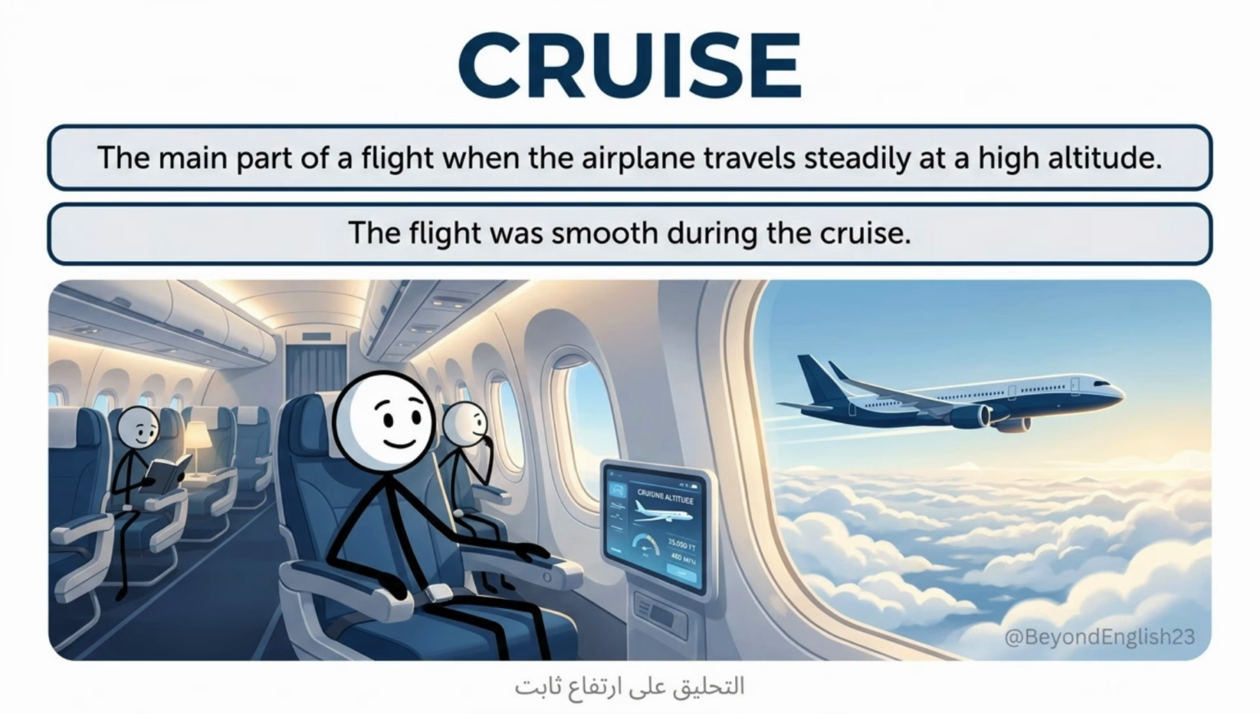12. Cruise. Cruise is the part of the flight when the airplane has reached its normal flying height and continues smoothly toward its destination. Example, the flight was smooth during the cruise. During cruise, the airplane is not climbing higher or descending lower. It is simply flying steadily at a stable altitude.